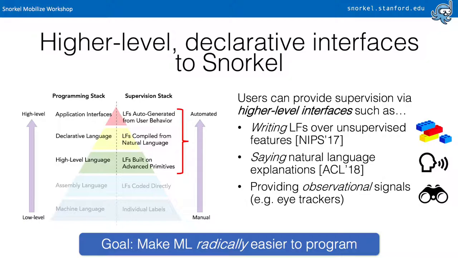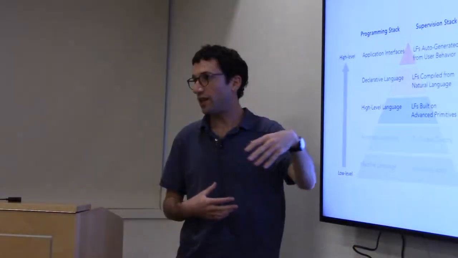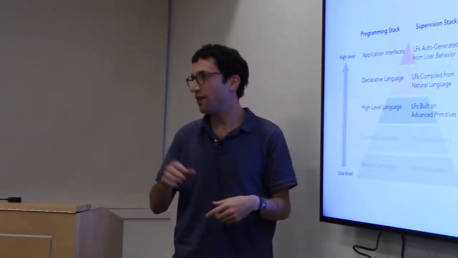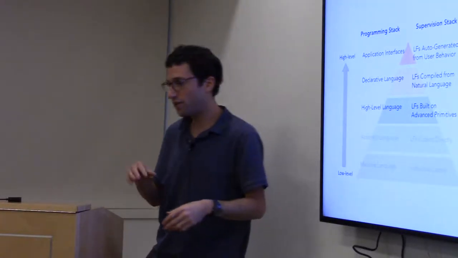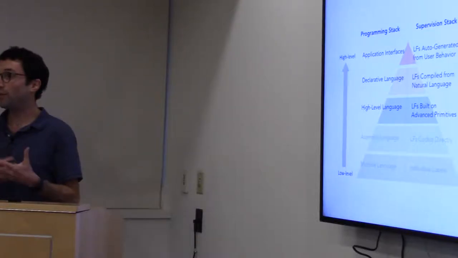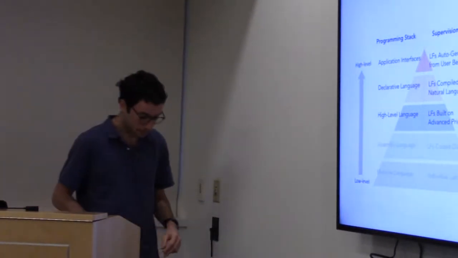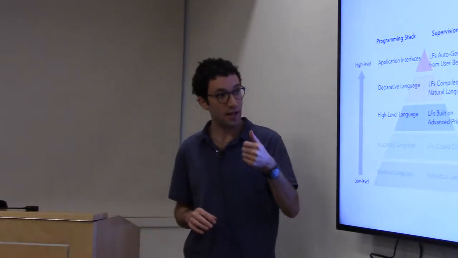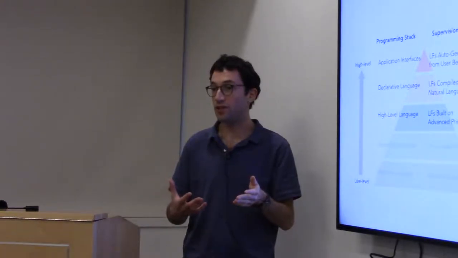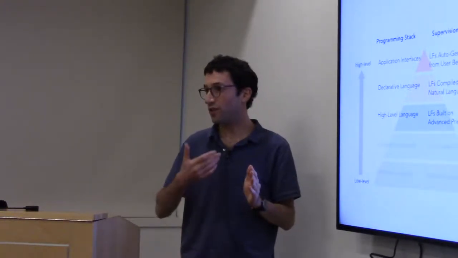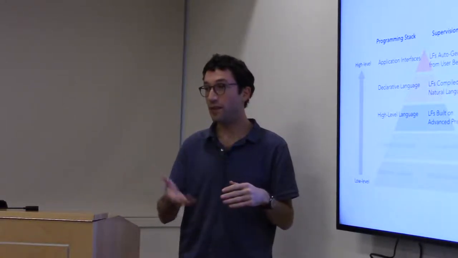One is a project that Paroma, who was just here, worked on, which was specifically for images, where it's harder to write labeling functions. That was the initial motivation. We ran a bunch of off-the-shelf, unsupervised algorithms that selected features, like putting bounding boxes around different objects, edge detectors, shape detectors, all this kind of stuff, and then made it easier to write labeling functions over those. One thing that another one of my lab mates, who was at ACL this year, worked on was taking natural language explanations, using what are called semantic parsers, to turn sentences into functions and then dumping those in as labeling functions.